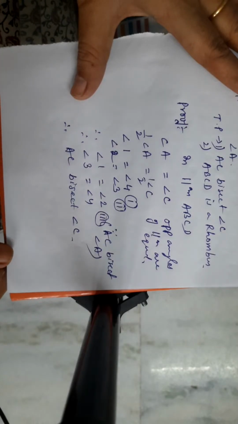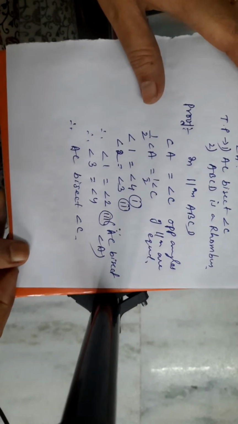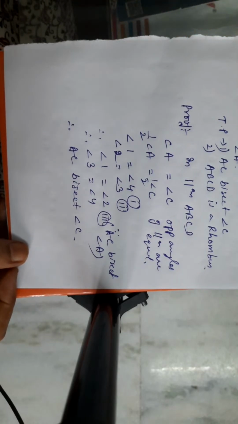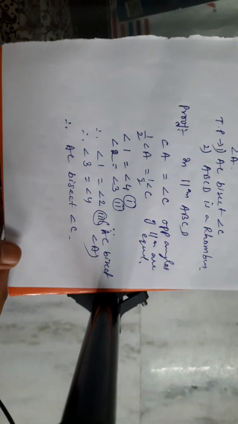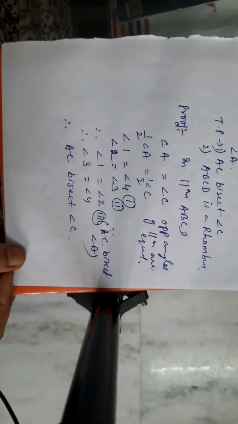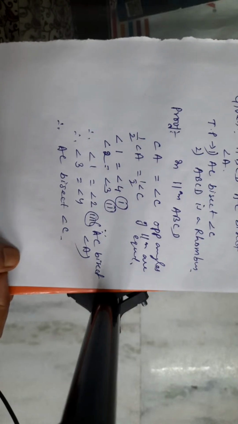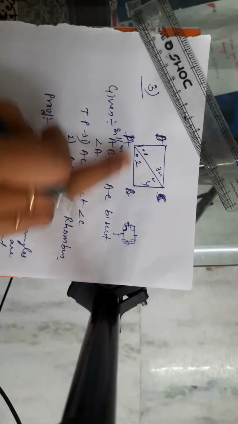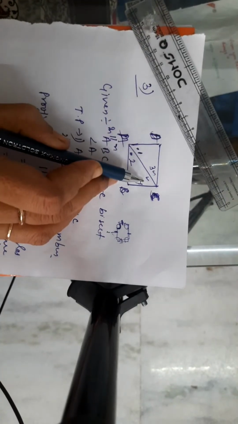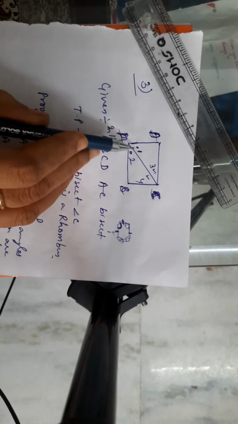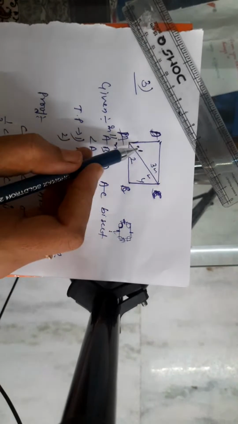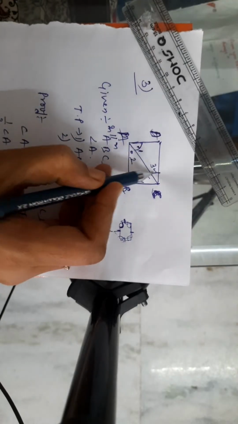Now we completed this part. So once AC is bisecting angle C, we can move to the next step, where we need to show ABCD is a rhombus. As I told, if you want to make ABCD a rhombus, you need to make adjacent sides equal. So already we made the angles equal. From the figure, if I take only one triangle, finally I can conclude that angle 1 and angle 3 are equal.